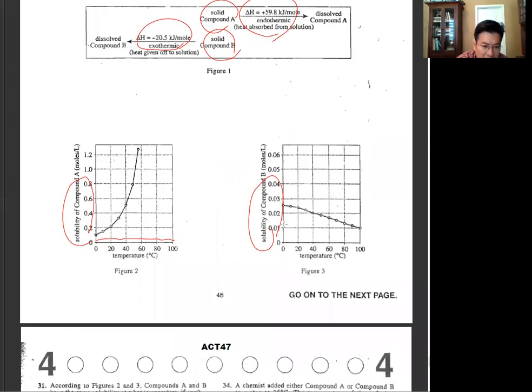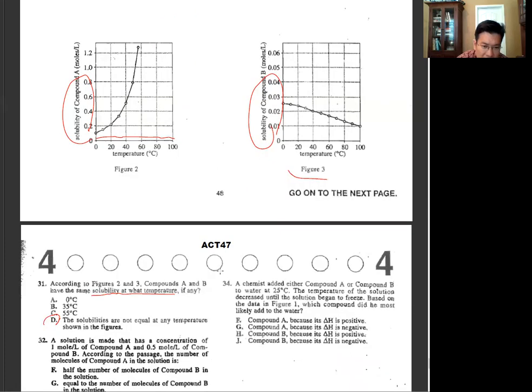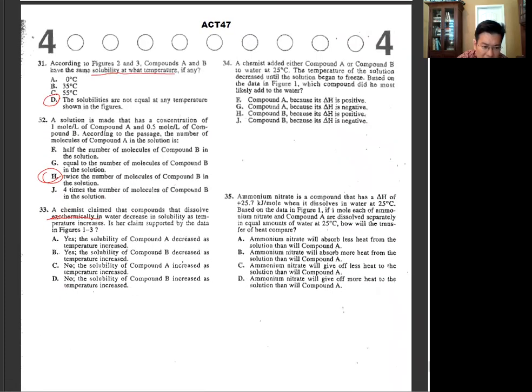Compound B, if you look at the figure 3, as temperature goes up, it doesn't dissolve as much. So because exothermic, yeah, and heat is given out. So every time it goes, since heat is given out, it dissolves less, I guess.